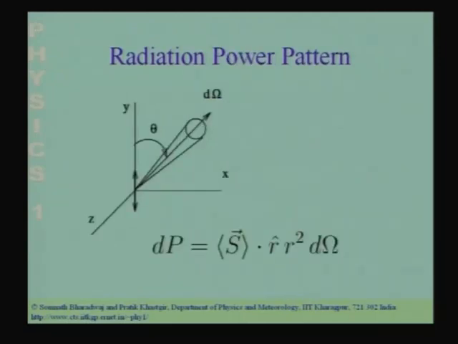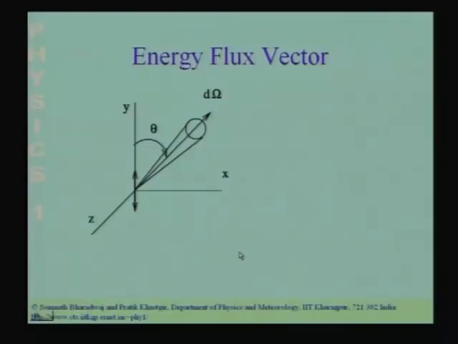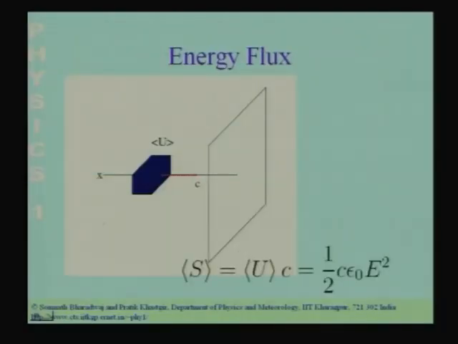When I calculated the total radiation pattern, that is, when I asked the question how much energy goes out per solid angle, we looked at the energy flux S. The energy flux is proportional to E square, as you can see here.